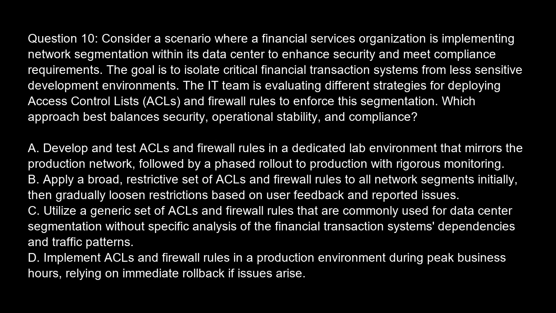Option A. Develop and test ACLs and firewall rules in a dedicated lab environment that mirrors the production network, followed by a phased rollout to production with rigorous monitoring. Option B. Apply a broad, restrictive set of ACLs and firewall rules to all network segments initially, then gradually loosen restrictions based on user feedback and reported issues. Option C. Utilize a generic set of ACLs and firewall rules that are commonly used for data center segmentation, without specific analysis of the financial transaction system's dependencies and traffic patterns. Option D. Implement ACLs and firewall rules in a production environment during peak business hours, relying on immediate rollback if issues arise.